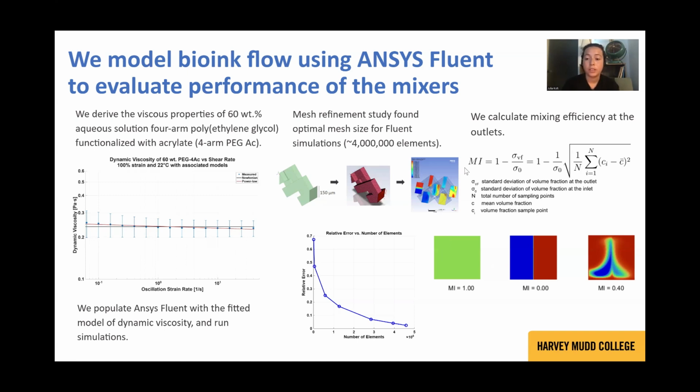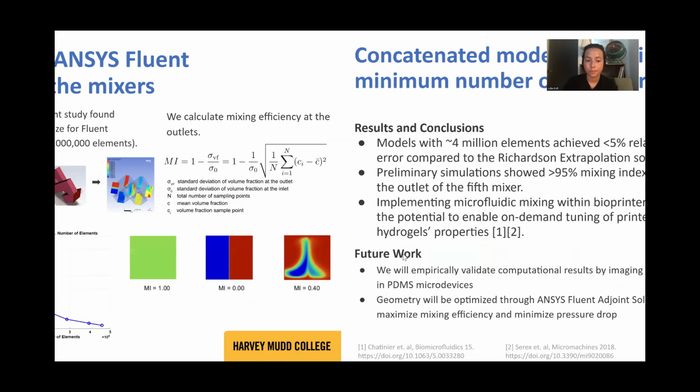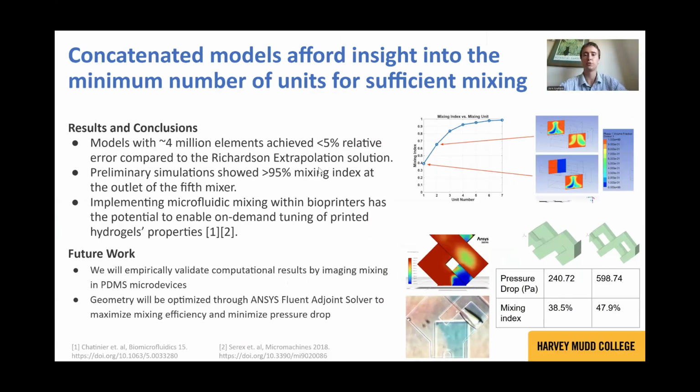We then used this volume fraction data to calculate our mixing efficiency with the equation shown, which is a normalized version of our standard deviation of volume fraction at the outlet. And so far in the mesh refinement study, we found that models with approximately 4 million elements had sufficiently low error when compared to the exact value estimated from Richardson extrapolation.